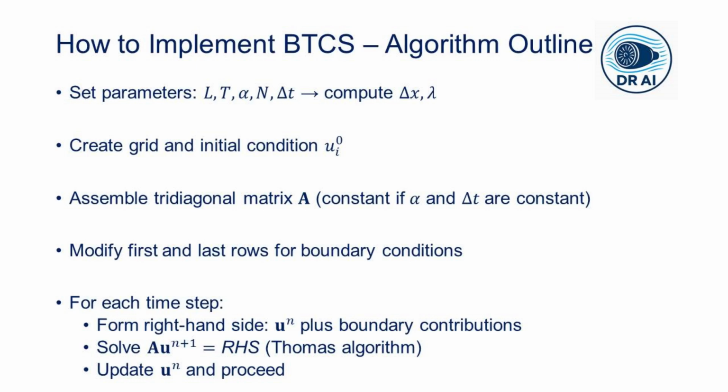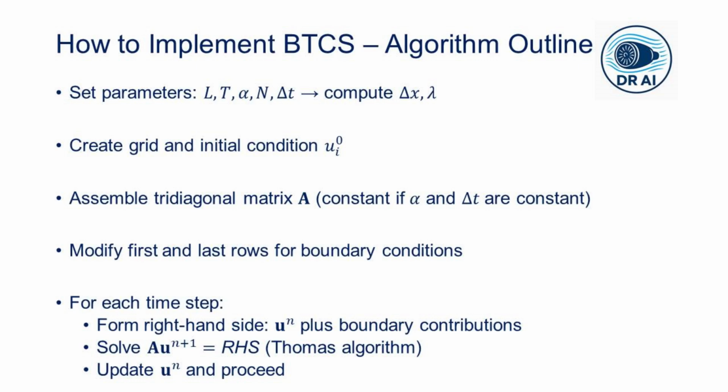Now, let us talk about how we would actually implement the backward in time centered in space scheme. We will walk through these steps without writing the actual code or using software, just describing the algorithm. First, we define the physical parameters: the length of the rod, the total simulation time, the thermal diffusivity, the number of grid points, and the time step. We also compute the grid spacing and the diffusion number lambda, and we set up the initial conditions for each grid point. We assign the temperature at time 0.